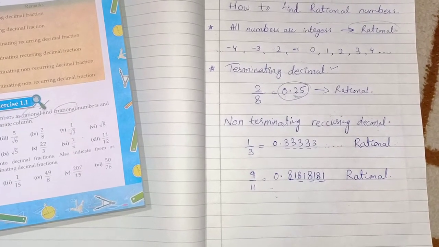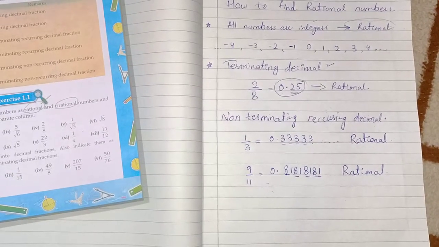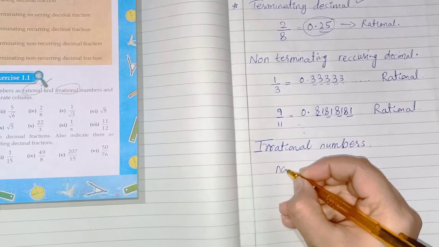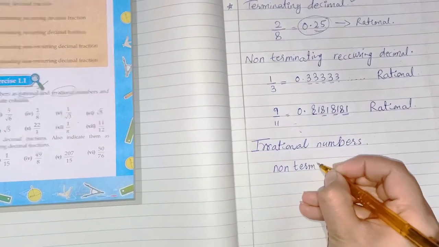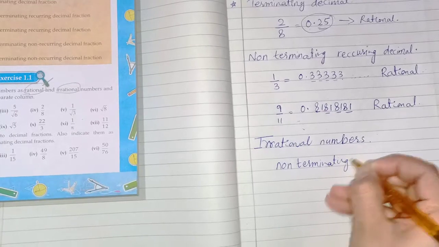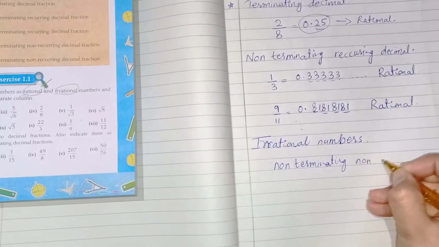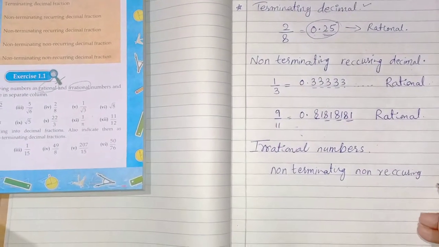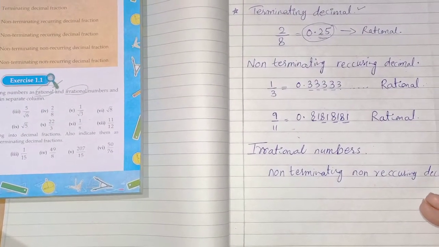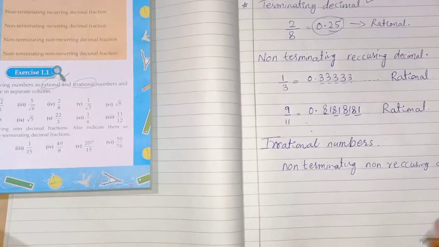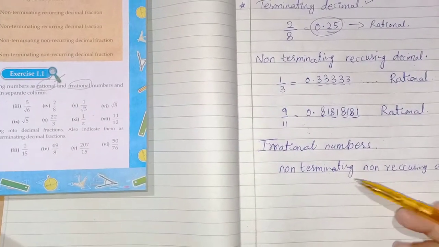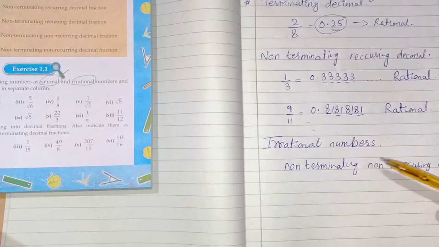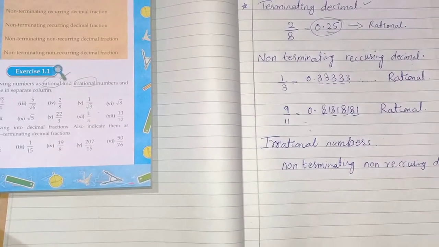Now we are going to find out what an irrational number is. An irrational number is a non-terminating, non-recurring decimal. In this form, we don't have the same pattern, and if we are not having the same pattern, it means the number is an irrational number.